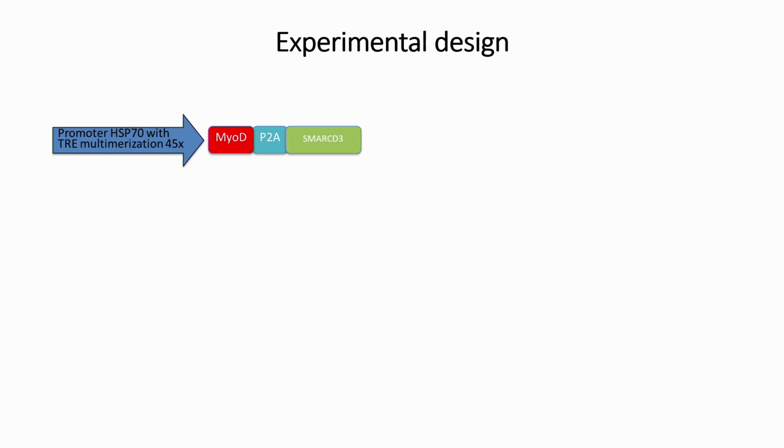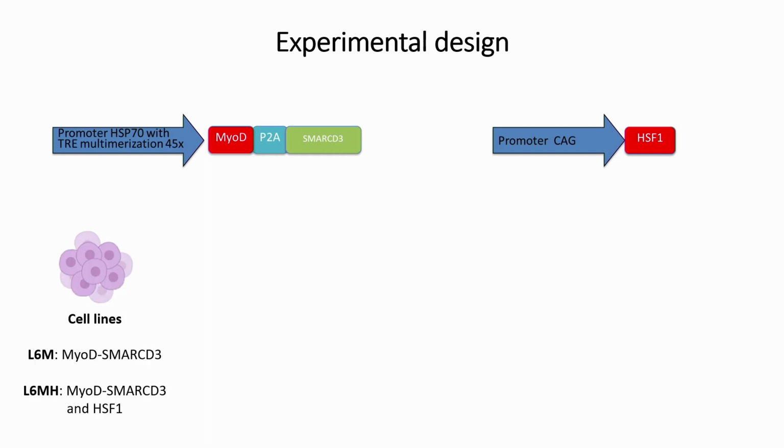inside the nucleus. The second vector contains HSF1, which, as I said, is the transcription factor that activates the transcription of the HSP promoter, downstream of a CAG promoter. With these two vectors, we created two myoblast cell lines. The first one is the Isccm cell line containing only the MyoD SMARCD3 vector, and the second one, the Isccmh cell line, containing both vectors.